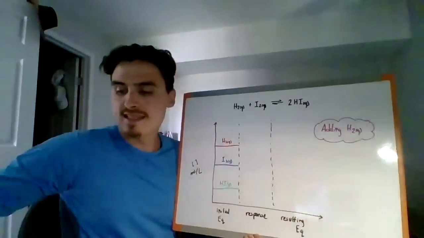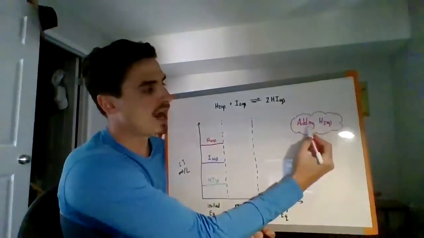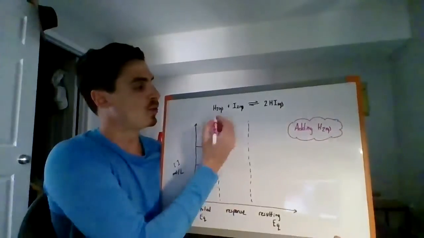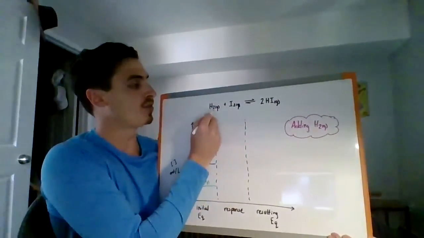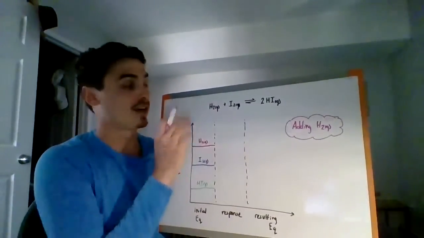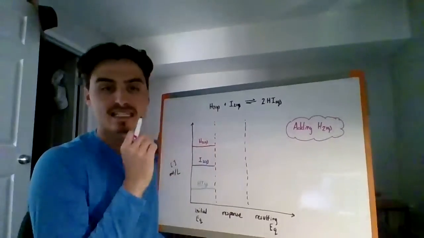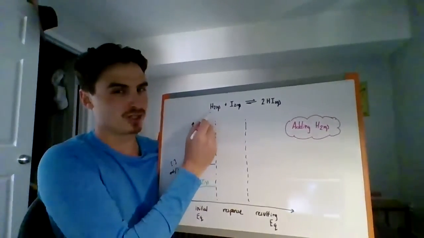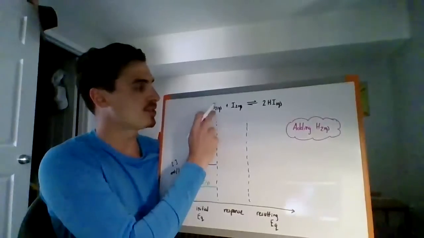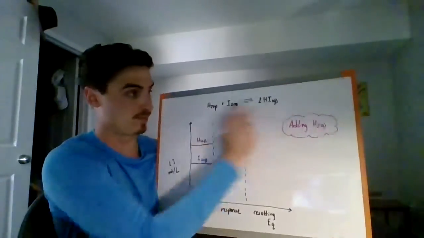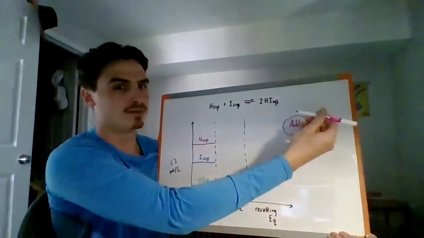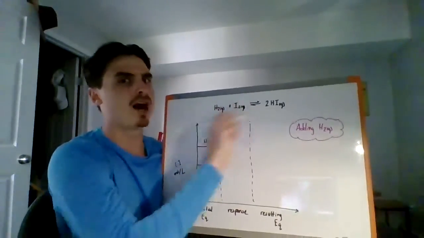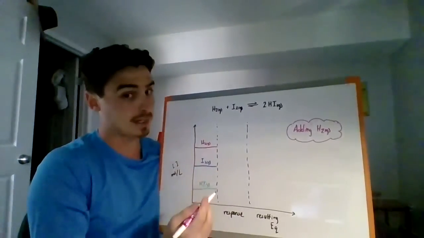So in this example, example 1, we are adding hydrogen gas to the system. So we are increasing the amount of hydrogen gas that is in that system. So if we are adding a bunch of hydrogen to this system, are we going to want to get even more hydrogen, or are we going to want to use up the hydrogen that we're adding?